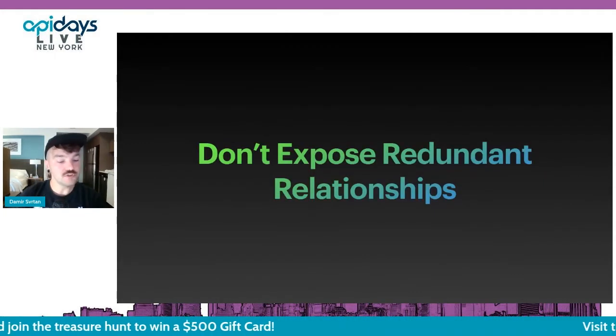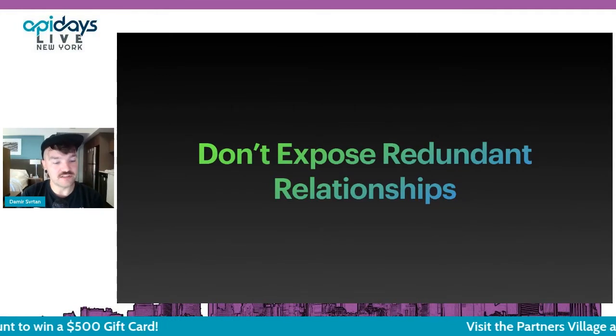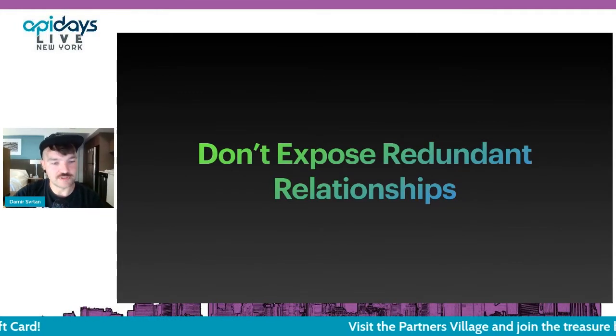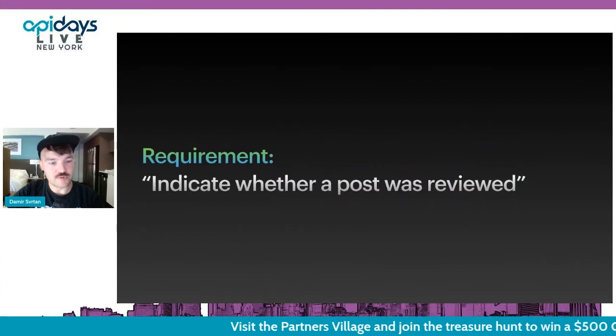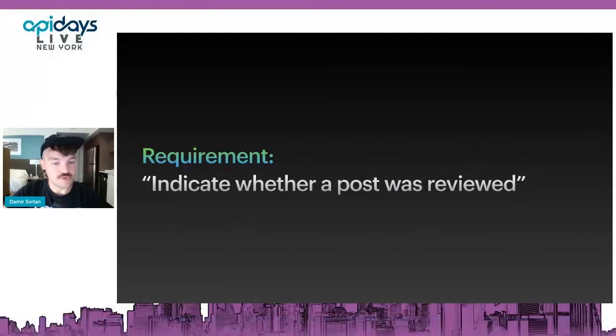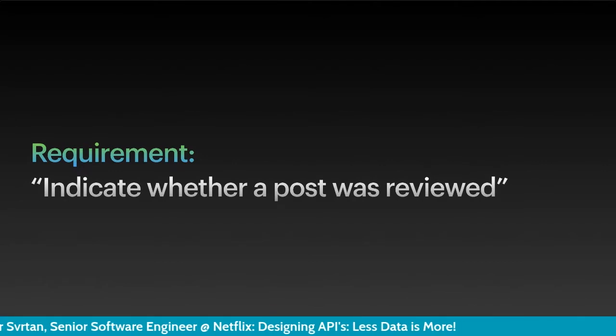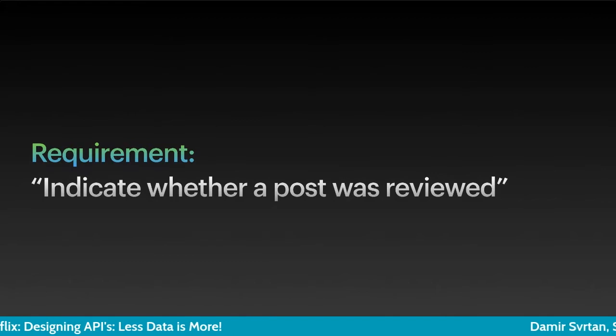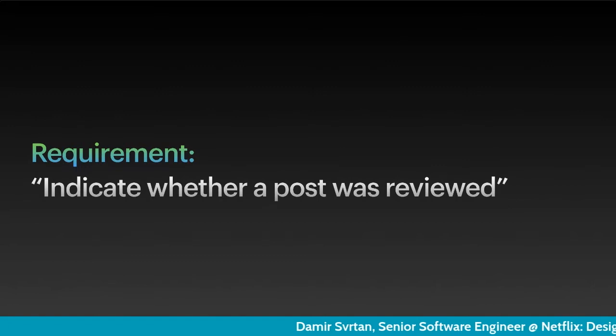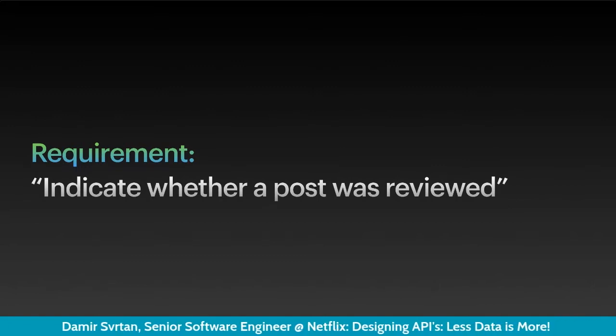Okay, now on to the next one. Don't expose redundant relationships. This one's pretty similar. So let's imagine we have a requirement: indicate whether a post was reviewed. Let's imagine we're creating this new feature on our blogging platform where we can have some kind of a peer review system on our blog posts. Whenever somebody releases a post, we can have somebody review it, like a group of reviewers or something like that, and then potentially have a green check mark next to the post type.